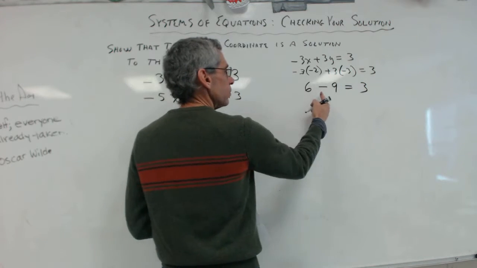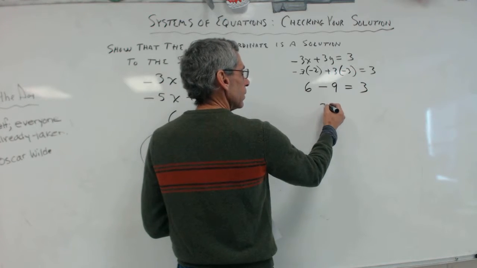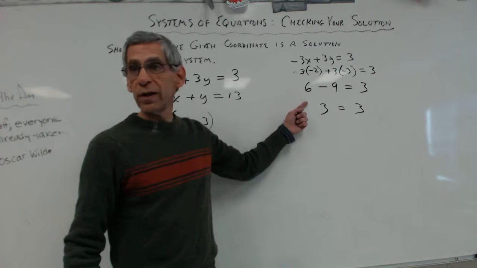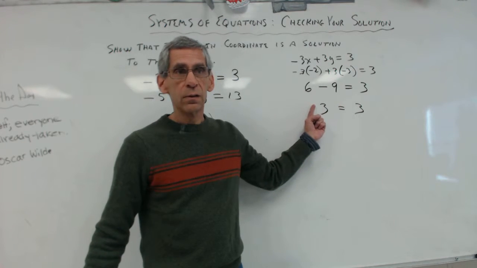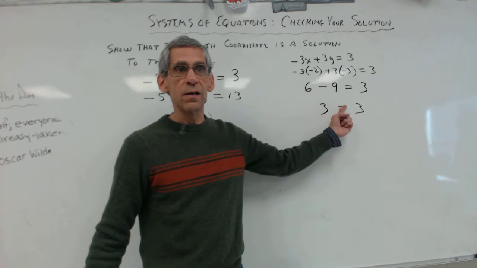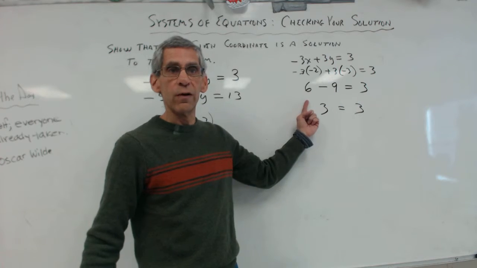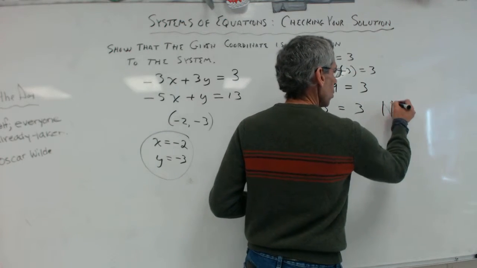Let's try that. 6 minus 3 is 3. Is that right? Did I do that right? What is 6 minus 9? It's negative 3. It's got to be negative because you're taking a bigger number away from a smaller one. Is that true? No!